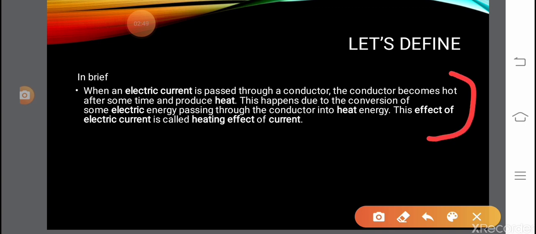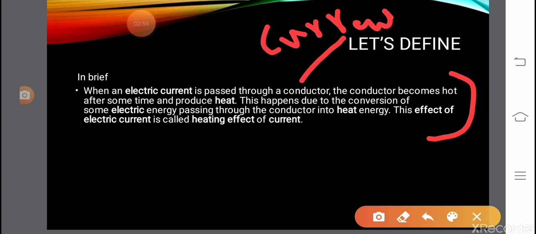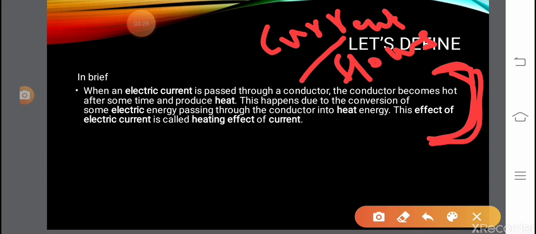When the current is passed through a conductor, means the thing through which current flows, that is called conductor. When the electric current is passed through a conductor and the conductor becomes hot after some time, or red hot, and it produces heat, you should know why this occurs. Because energy is converted from one form to another. When electric energy is converted to heat energy, this effect of the electric current is called heating effect.